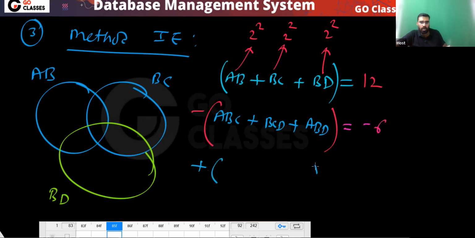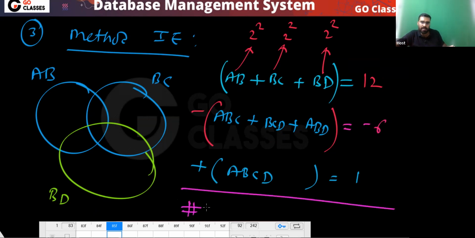And then you will add all of them, like A, B, C, D. That value will be 1. Your answer will be what? The number of super keys. The number of super keys, that will be what? That will be 7. Number of super keys will be 7.